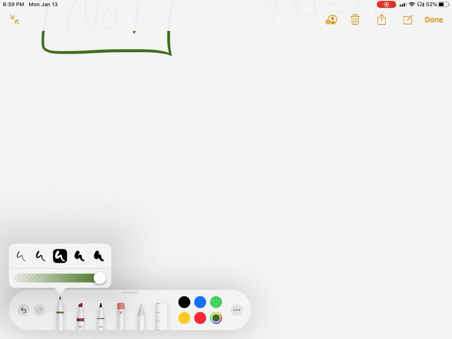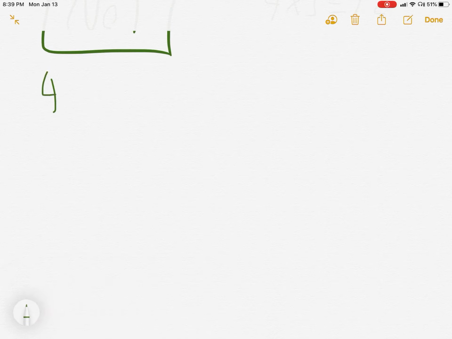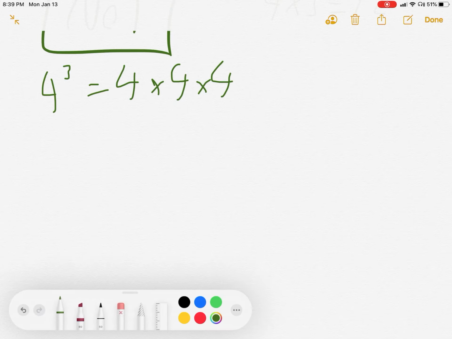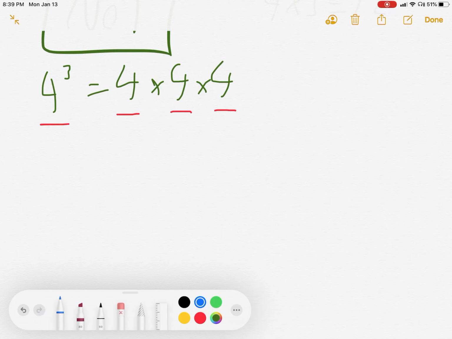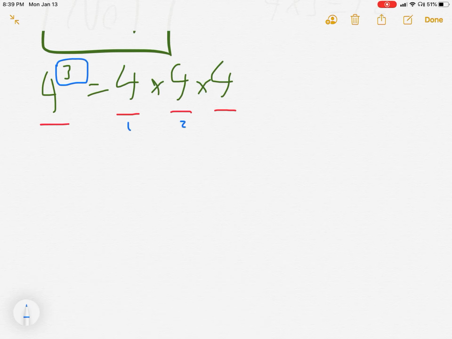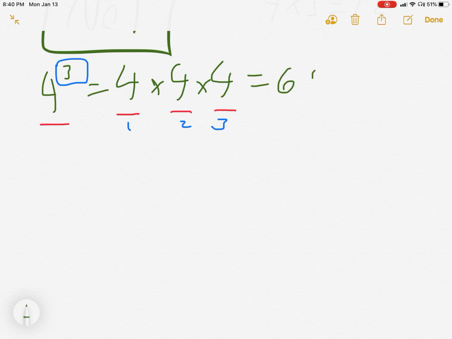All right, so looking at your example about halfway down the page, we've got 4 to the third power. What that means is 4 three times. So 4 times 4 times 4. Remember, the base is the number that repeats, and the exponent is the amount of times. So if I find the solution to this one, 4 times 4 is 16, times another 4 gives us 64.